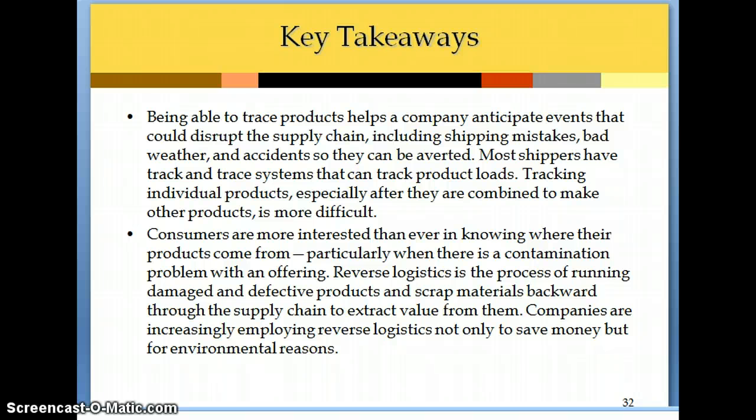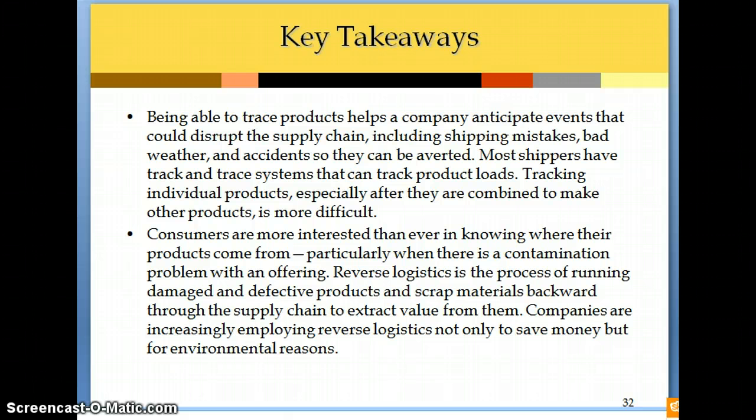Our chapter concludes with the following key takeaways. Being able to trace products helps a company anticipate events that could disrupt the supply chain, including shipping mistakes, bad weather, and accidents, so they can be averted. Most shippers have track and trace systems that can track product loads. Tracking individual products, especially after they're combined to make other products, is more difficult.